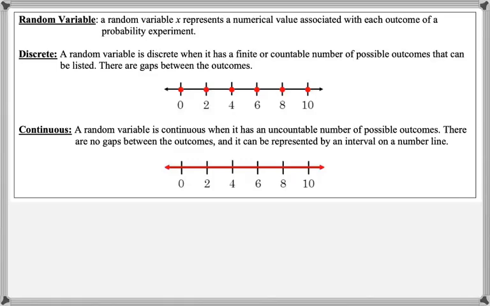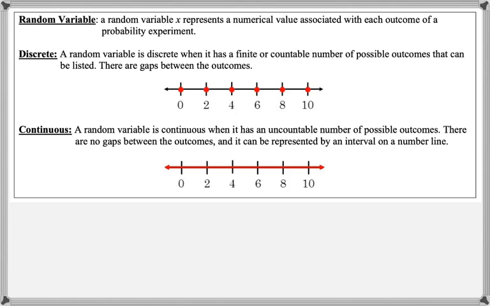The next topic is random variables. A random variable x represents a numerical value associated with each outcome of a probability experiment. And we are looking at two types, discrete and continuous.